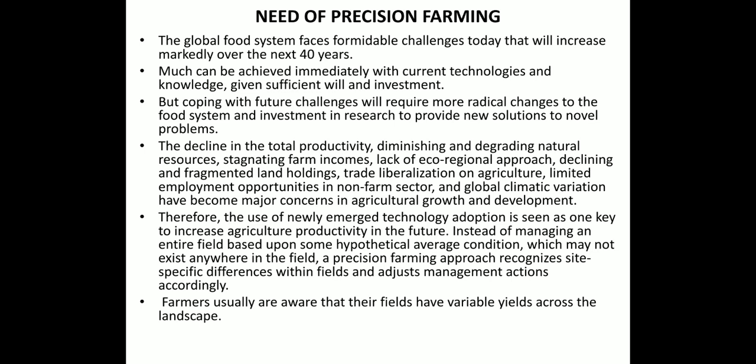Therefore, the adoption of newly emerged technology is seen as one of the keys to increasing agricultural production in the future. Precision farming will be the future emerging technology that needs to be adopted for increasing productivity, profitability, sustainability, as well as the food production level. Farmers are usually aware that fields are variable across the landscape.